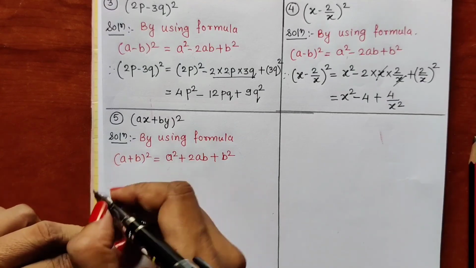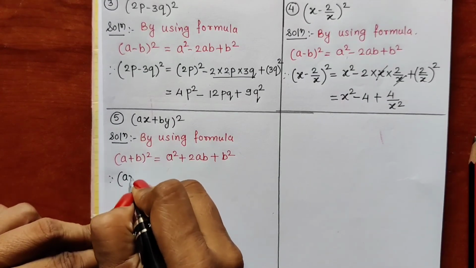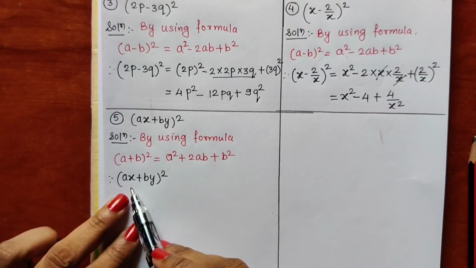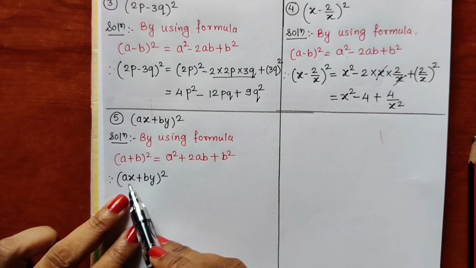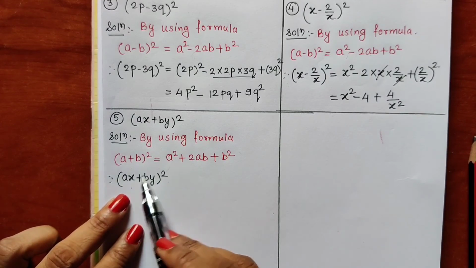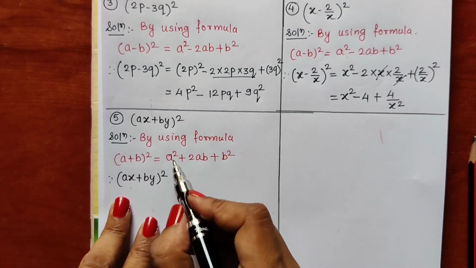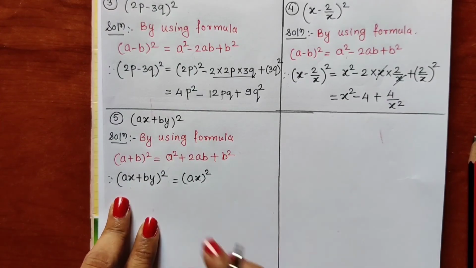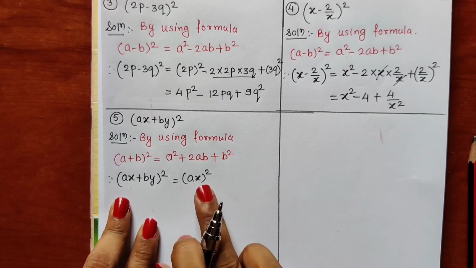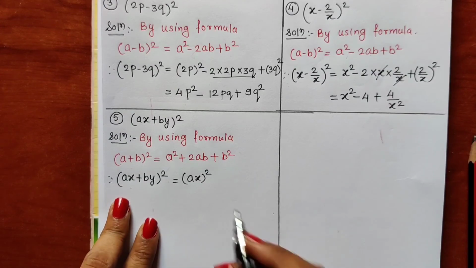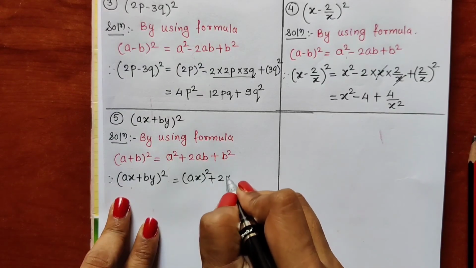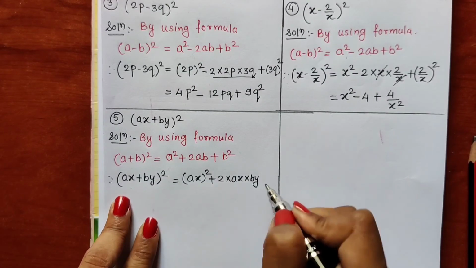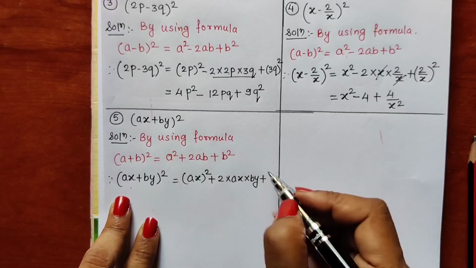So we write (ax + by) whole square is equal to, now our first term is ax. Both the variables we have to take. ax is our first term and by is our second term. So first term square, that means (ax) square. Two variables are there, we will put in the bracket and then we write the square. Then 2 multiply by first term ax, multiply by second term by, plus second term square, second term is (by) square.